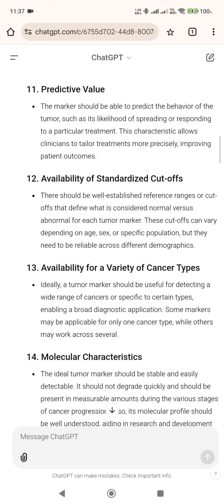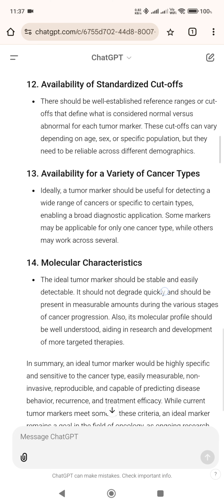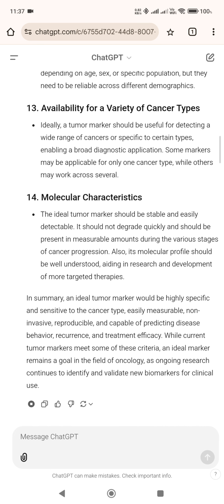13. Availability for a variety of cancer types. Ideally, a tumor marker should be useful for detecting a wide range of cancers or specific to certain types, enabling a broad diagnostic application. Some markers may be applicable for only one cancer type, while others may work across several.